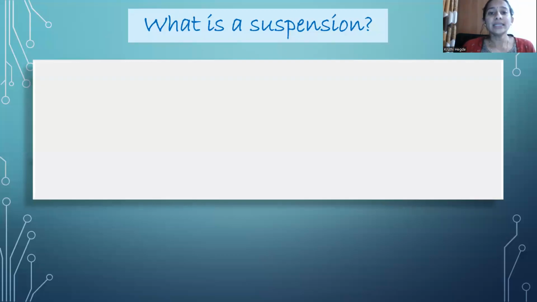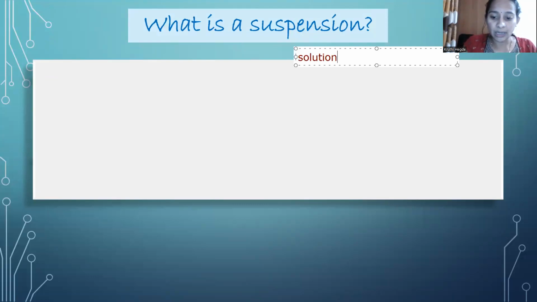Now, let us understand the further concept of the chapter, that is, what is suspension? Suspension is another type of mixture. Okay, so in the previous video, we learned about the homogeneous mixture, that is, solution. Now our discussion is heterogeneous mixture. In case of a homogeneous mixture, it's called a solution.